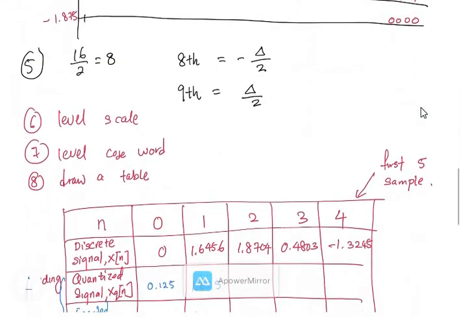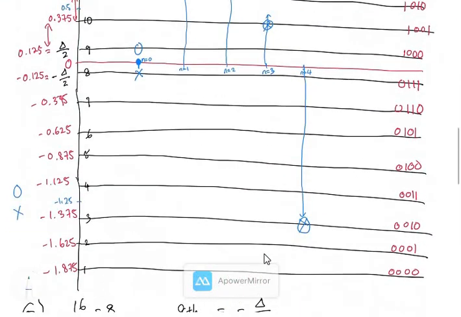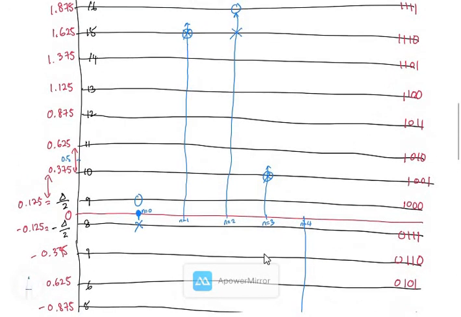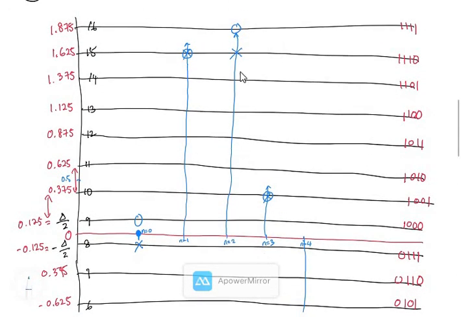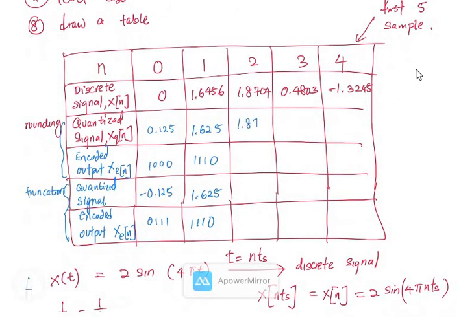Okay, next one is 1.875. When n equal to 2, rounding is 1.875, truncation is 1.625, and this is the code word 1111 and 1110. So I fill out 1.875, 1111, and 1.625, 1110.